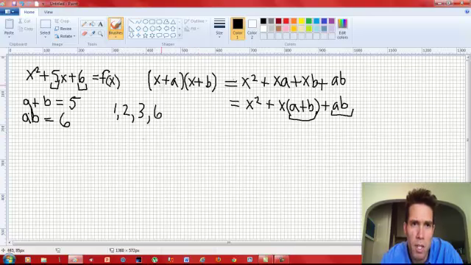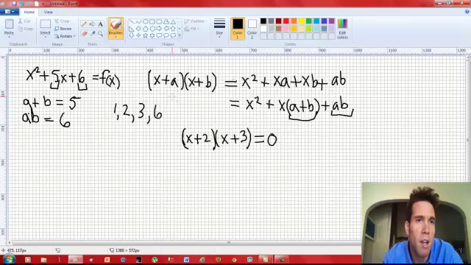So when we put it into the x plus a times x plus b format, we have in parentheses x plus 2 times x plus 3. And this is equal to 0 because this whole factor right here is equal to this x squared plus 5x plus 6, a function of x, so thus it's equal to 0.